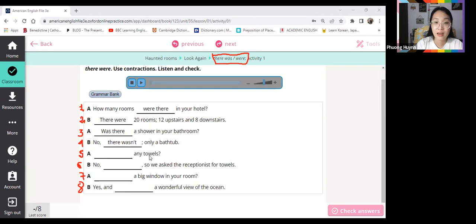Vậy thì any towels? So you see towels, có S nè. So what should you say? You say was, right? Was there any towels? Yeah, let's see. Đúng rồi, cảm ơn bạn Trình với lại bạn Phương Thanh ha. So, was there any towels? Yeah, no, there's no what?